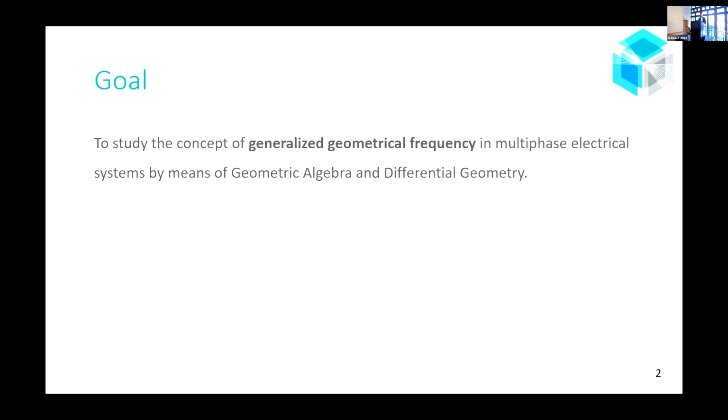These are the goals of the presentation. The first one is to understand the concept of frequency in multi-phase systems. We use geometric algebra and differential geometry for this task. And frequency is something that all of us are aware of, something that repeats from time to time. It is easily understood for individual signals, but this is not the case for systems where multiple signals are considered as a whole, like in multi-phase power systems.